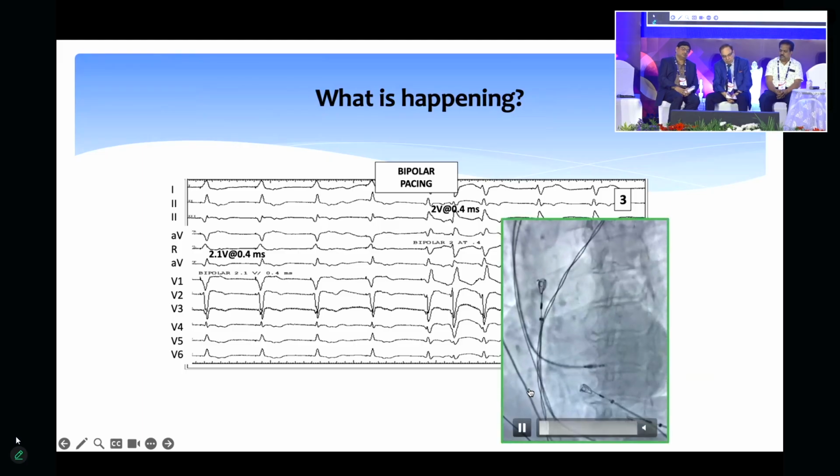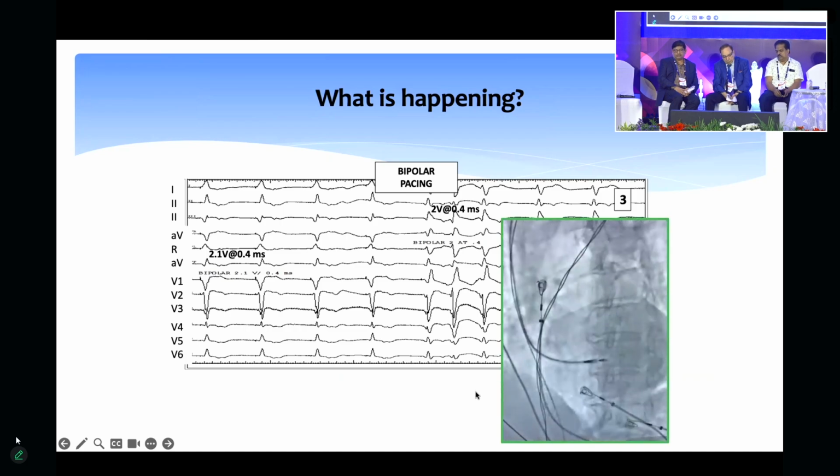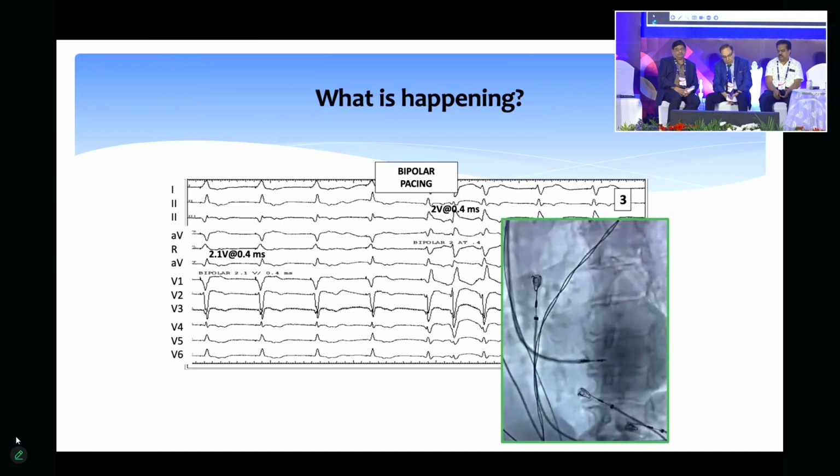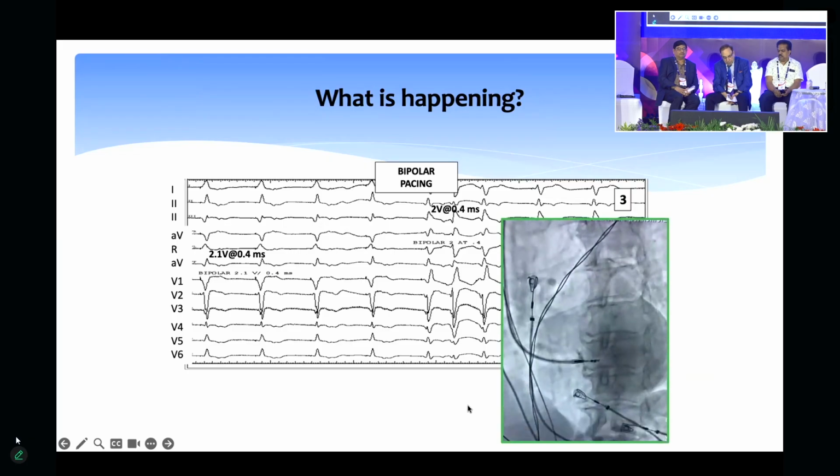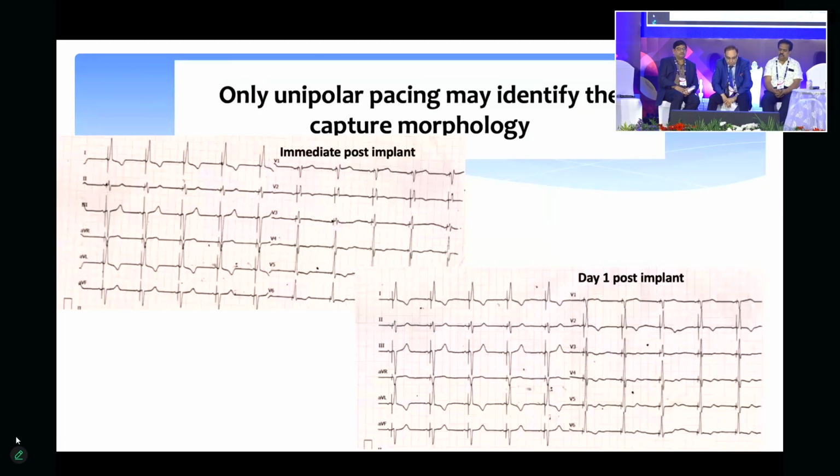Why is this? Because when we normally pace, the ring electrode is floating in the blood. The ring electrode will not capture. But in left bundle pacing, the ring electrode will typically touch the RV endocardium. So at higher output, you will capture the ring electrode as well as the left bundle, meaning RV plus LV pacing, you get a Q in V1 because the ring is also captured. But at lower output, only the tip is capturing. So it is important to record in unipolar mode at a low output and then assess the QRS. Otherwise, you might get confused.